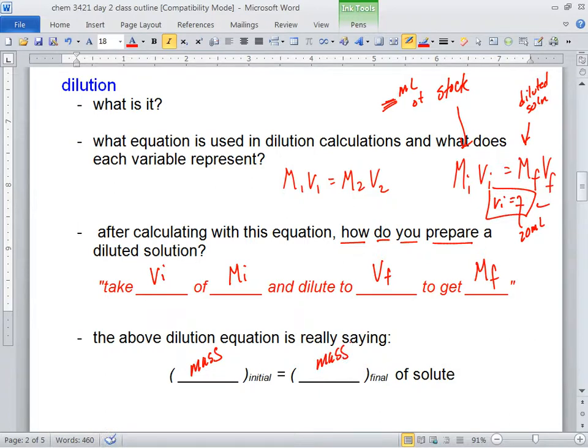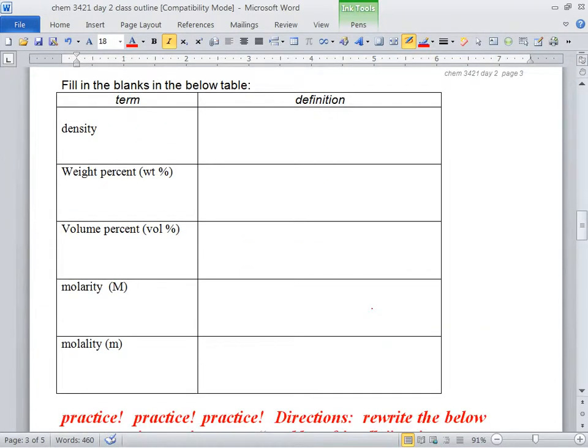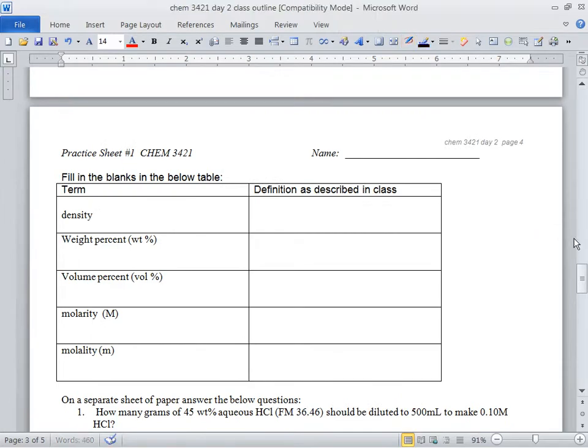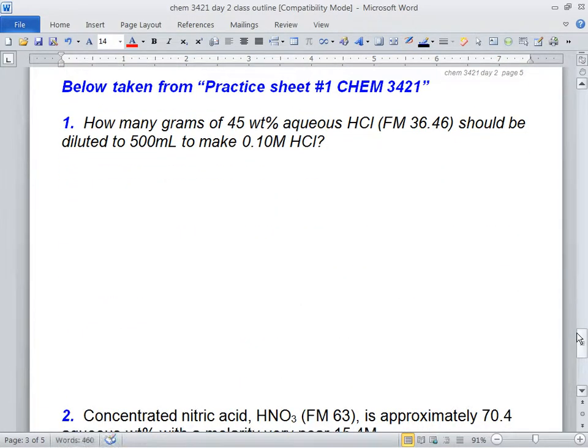Mathematically, you might like the word moles in there because very often they use molarity as the most common thing. So moles initial equals moles final. I think this is the meat of what we're going to do today. Let me show you where we're headed here. I'm going to jump down to the first question on this practice sheet.